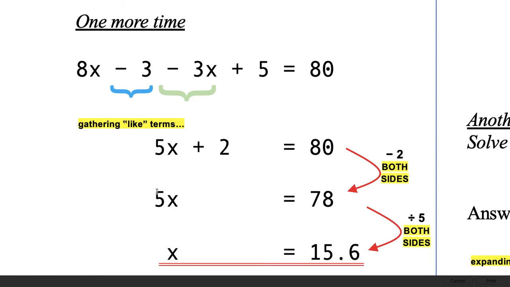I'd like to get the bit with x on its own, so I take away 2, both sides because it's like a balance. 5x equals 78. And I don't want to know what 5x's are, I want to know what a single x is on its own. So I divide everything by 5, both sides, to get x equals 15.6. So, answers can be weird decimals, sometimes negative numbers, 0 even. That's all perfectly possible.